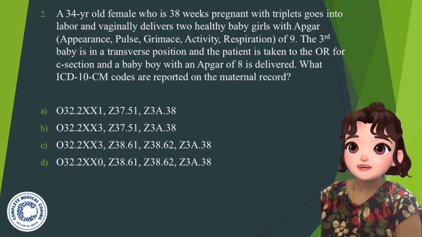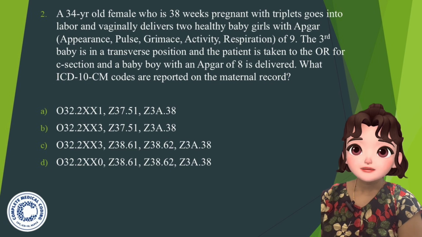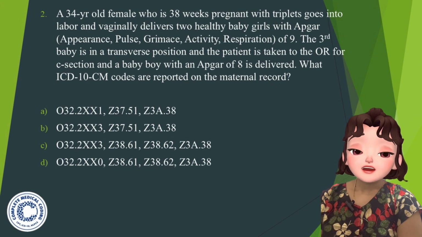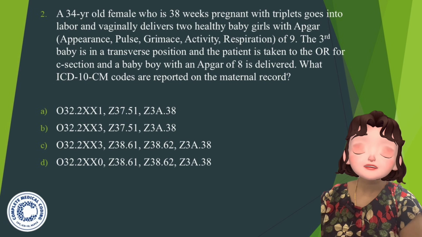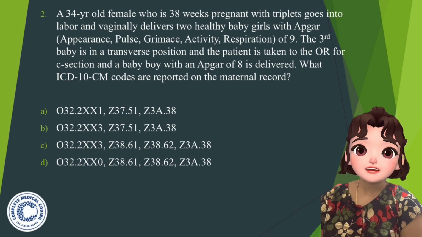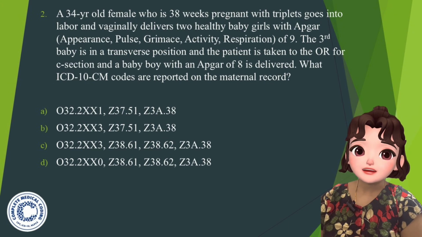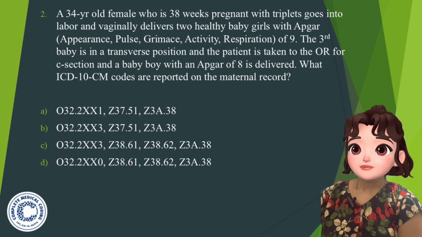So here you have to code for the triplet pregnancy. The first 2 babies are delivered vaginally, and the third baby is delivered by C-section because of the transverse position. Remember that whenever the transverse position is there, it is understood that it will be a C-section delivery. And the other will be oblique. If it is delivered vaginally, it means it's an oblique delivery. So let's move to the codes one by one.